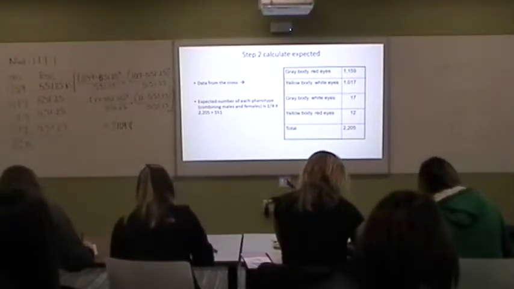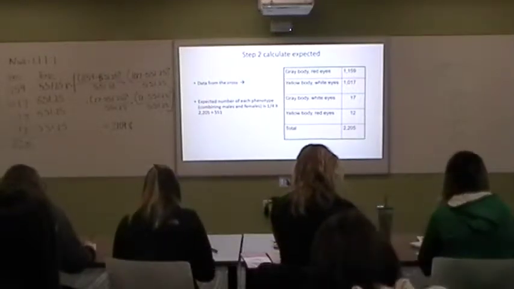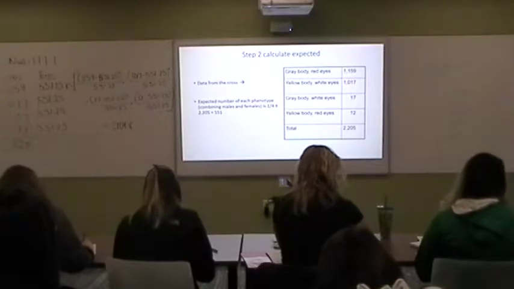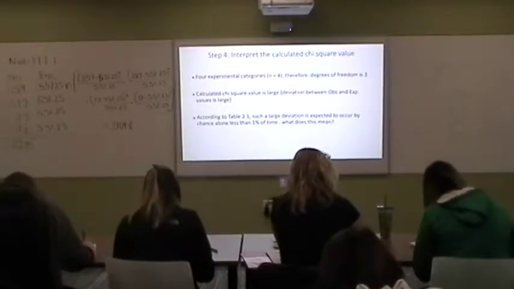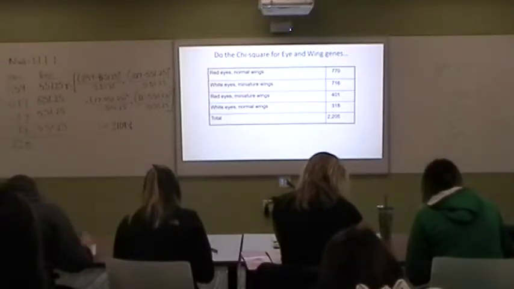Okay. And that is because not only are these genes linked, but they are very close together, which is why we only get 17 and 12 recombinant offspring. There's your math. Ta-da. Fantastic.